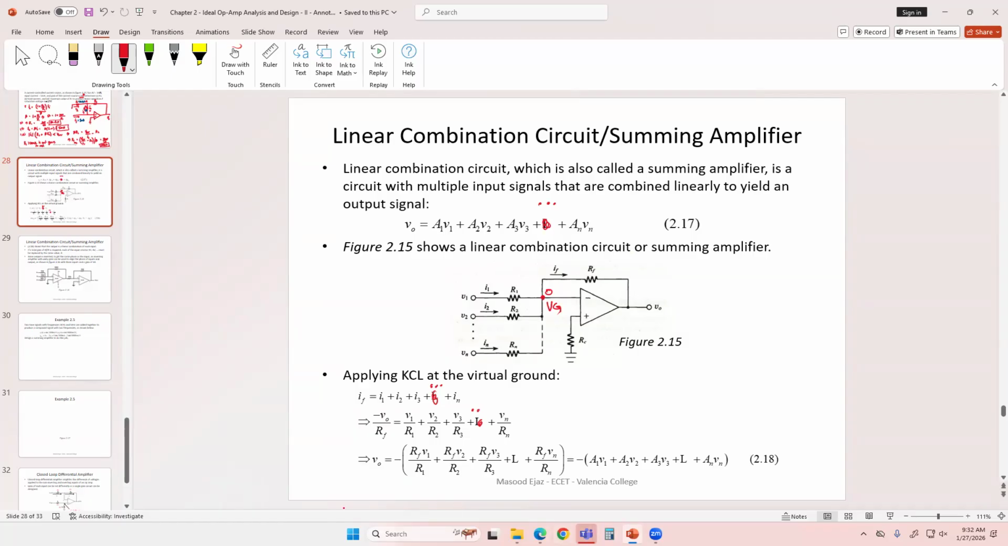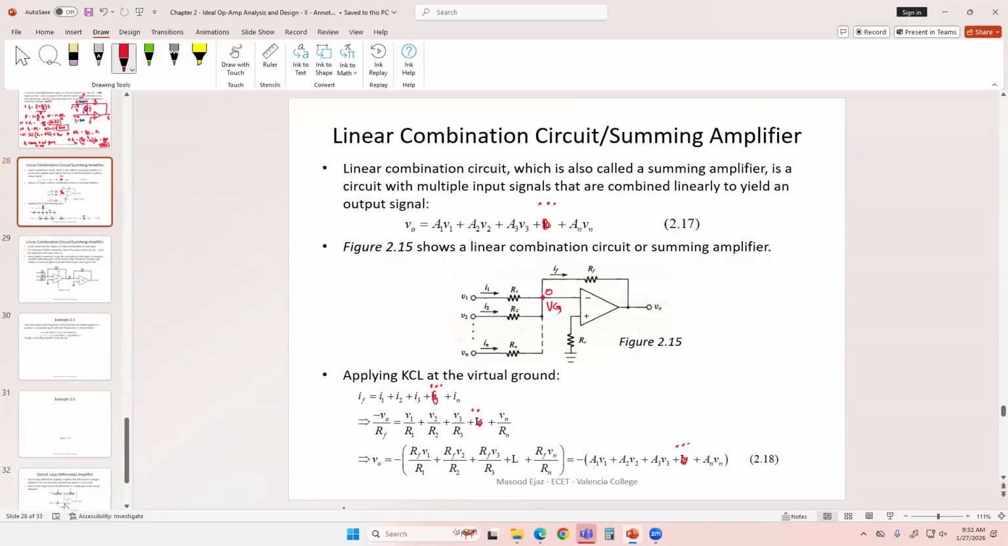So output voltage will be equal to negative of A1 V1 plus A2 V2 all the way up to AN Vn. And of course, negative sign is there because this is an inverting amplifier. Your inputs are connected to the inverting input of your circuit, not the non-inverting input. If you want to convert this such that the output and input are in phase, what can you do?